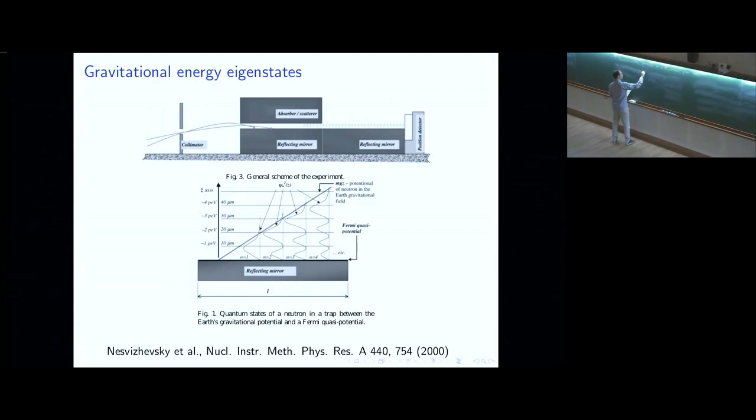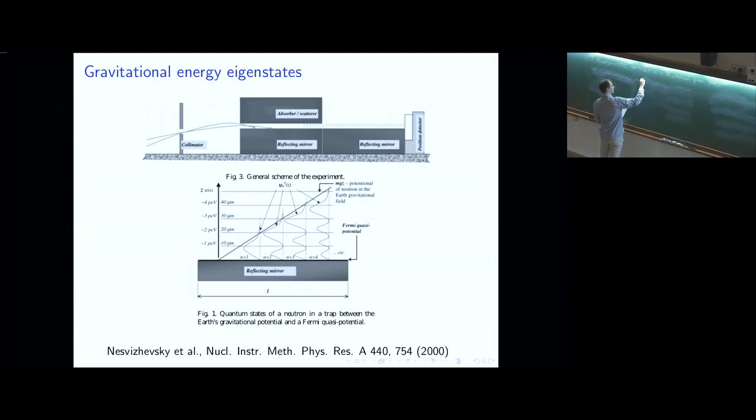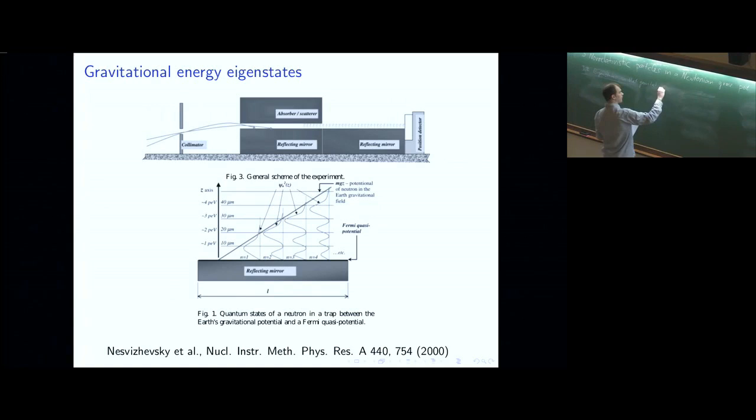Eigenstates in the gravitational field. So what we have is a stationary Schrödinger equation.